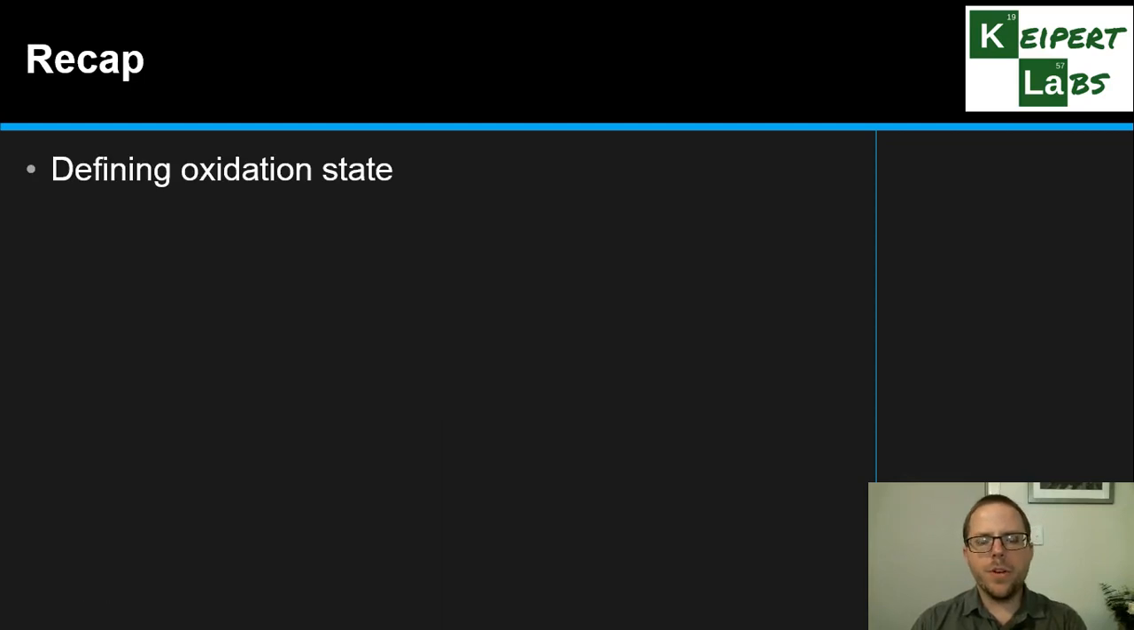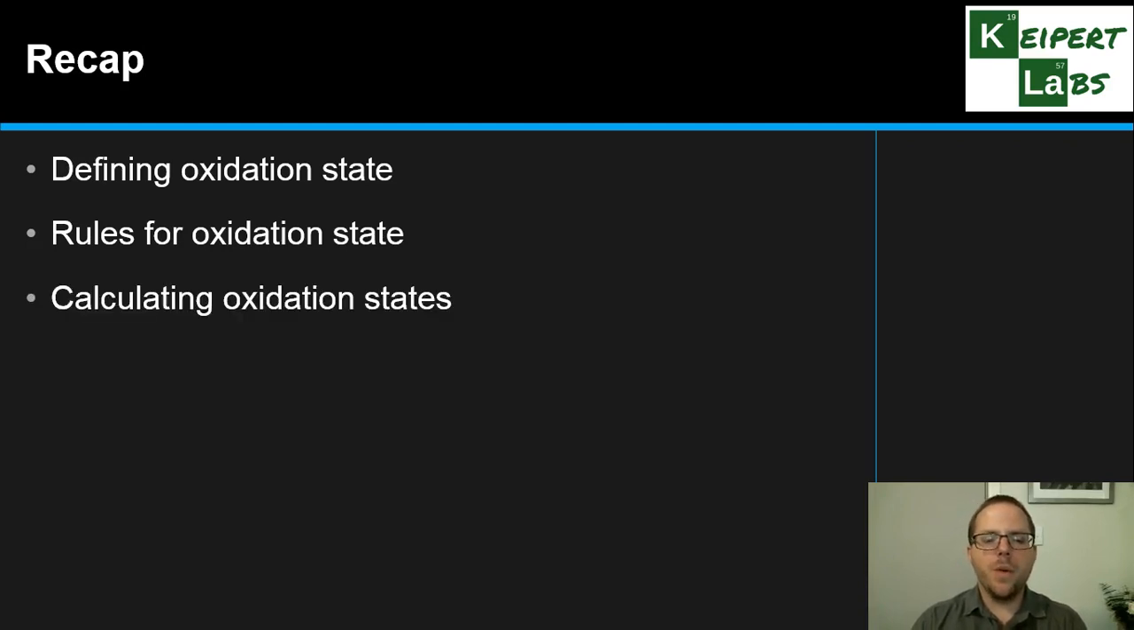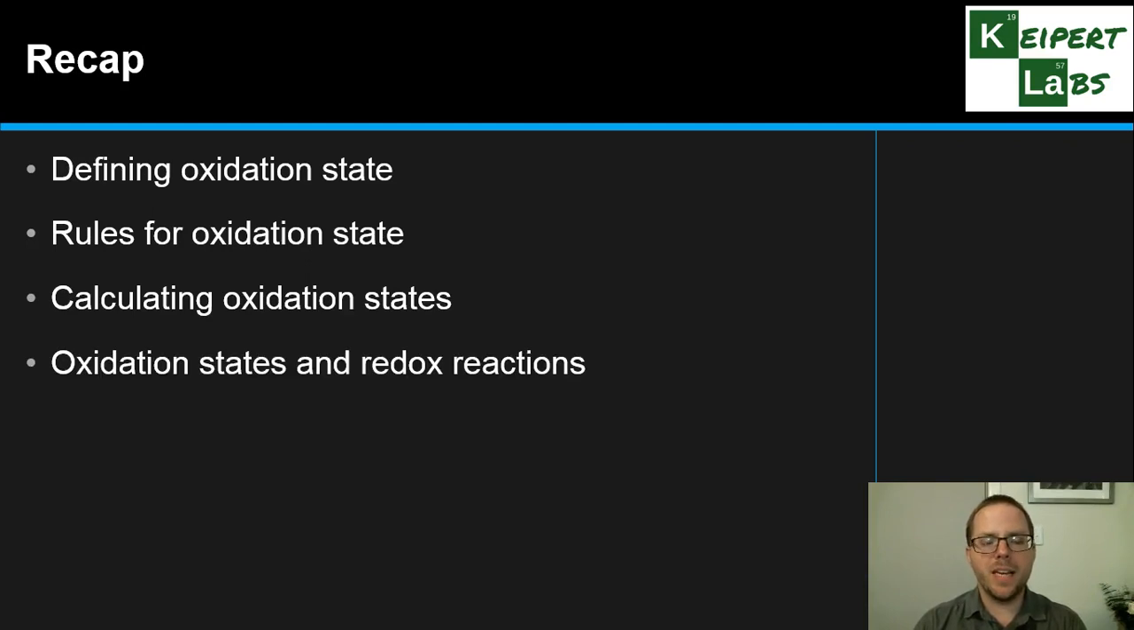Okay, so we've defined the concept of oxidation state or oxidation number. We talked about the rules that allow us to work out the oxidation state of different elements in compounds or in neutral molecules. We've looked at how to calculate oxidation state for a range of different substances and seen how they connect us to redox reactions.